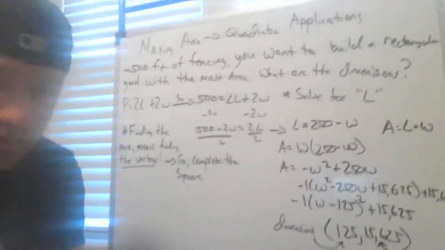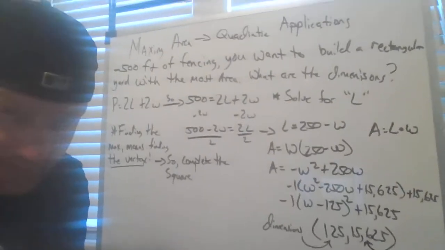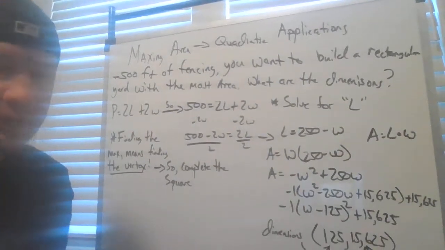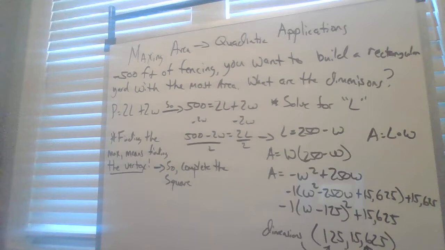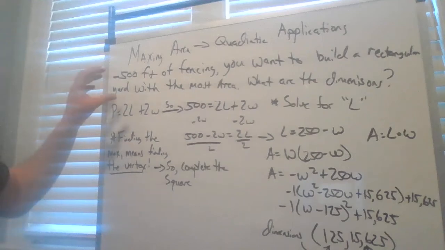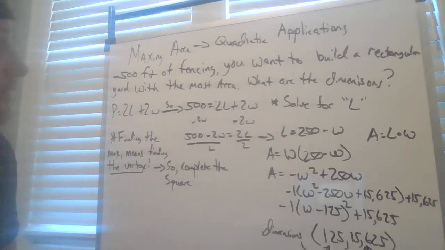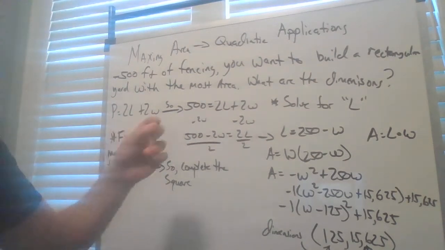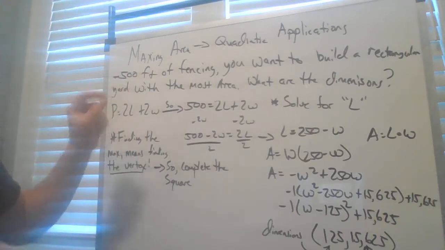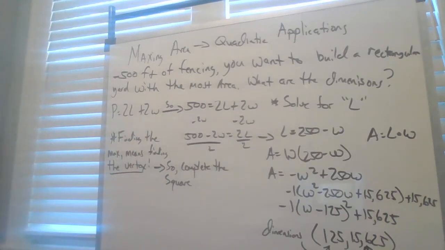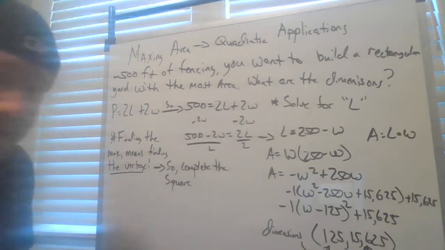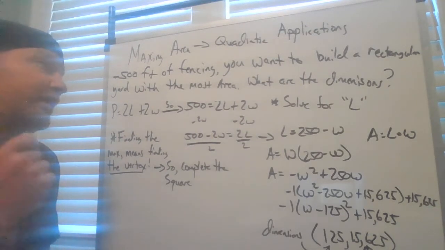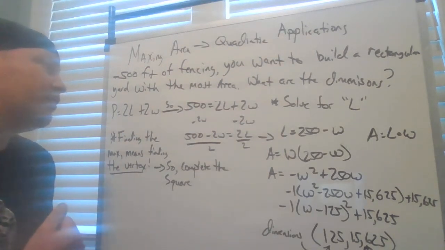So here we go. First example, let me make sure you guys can see all of this. It says maxing area. Okay, this is quadratic applications. So, my first example is 500 feet of fencing. You want to build a rectangular yard with the most area. What are the dimensions?